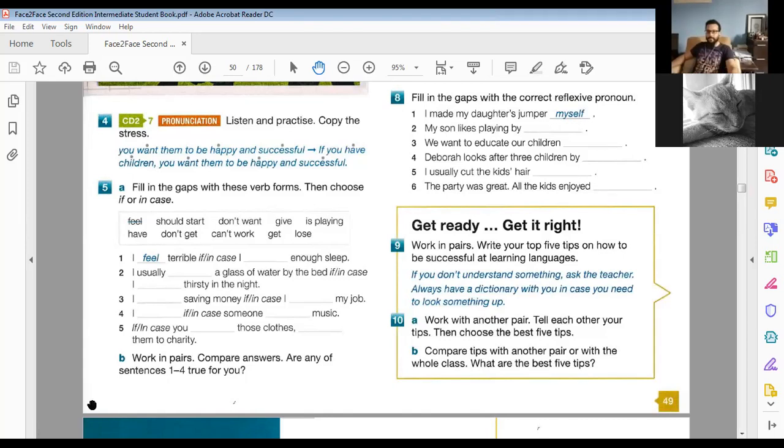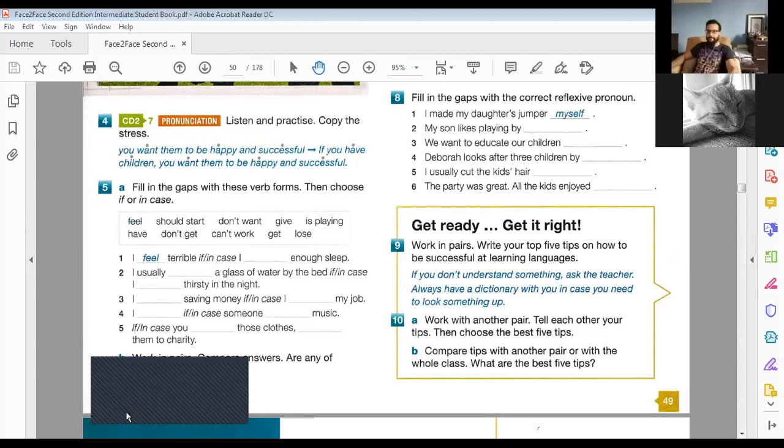You want them to be happy and successful. You can read. If you have children, you want them to be happy and successful.